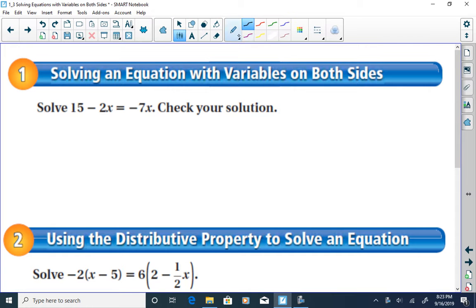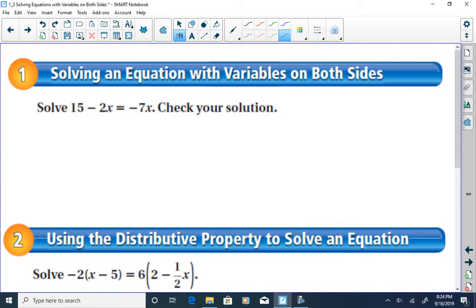You'll notice that this equation looks very different from all of the equations we've done in the past because this equation has variables on both sides of the equation. I have a negative 2x on the left side of the equal sign, and I have a negative 7x on the right side of the equal sign. So the goal is to find the value for x that will make the equation true.